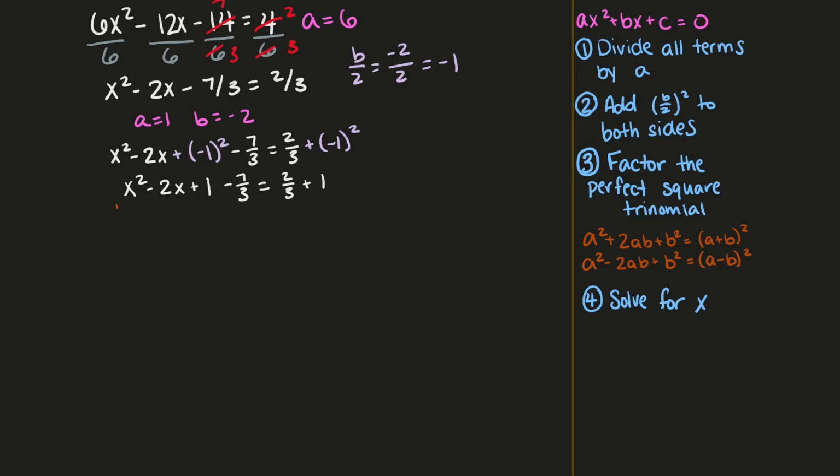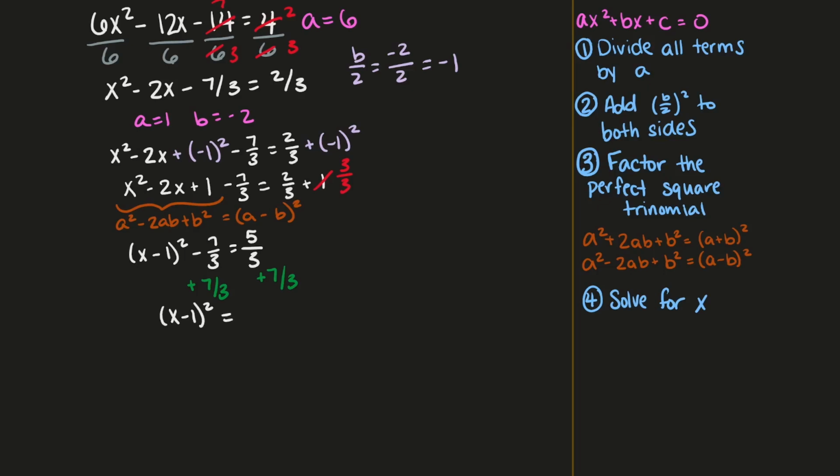Our perfect square trinomial is in the form a squared minus 2ab plus b squared, which means when we factor it, we're going to get (a minus b) squared. So this becomes (x minus 1) squared minus 7/3 equals, 1 is the same as 3 over 3, so this is going to be equal to 2/3 plus 3/3, which is 5/3. Now let's solve for x. We'll add 7/3 to both sides. We get (x minus 1) squared equals 12 over 3, which actually is 4.